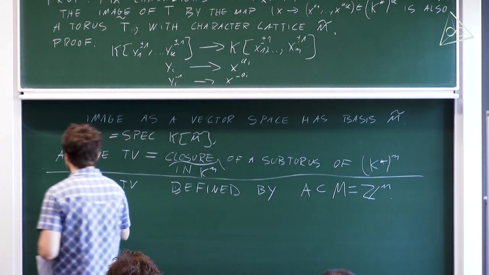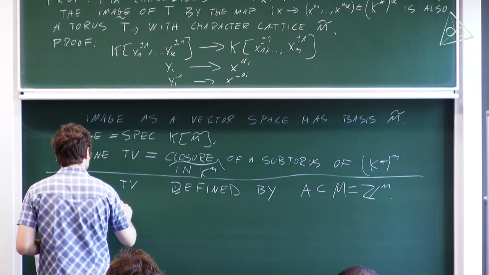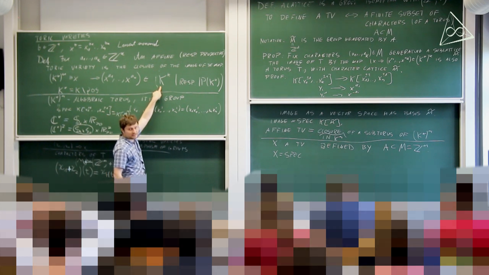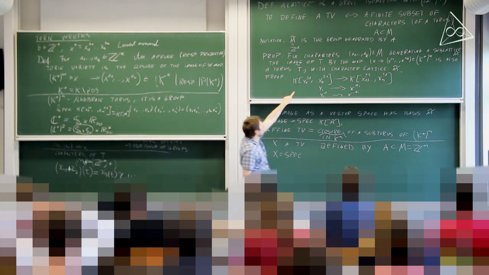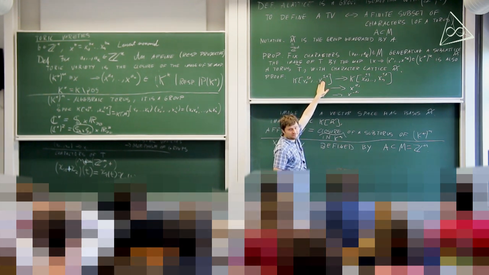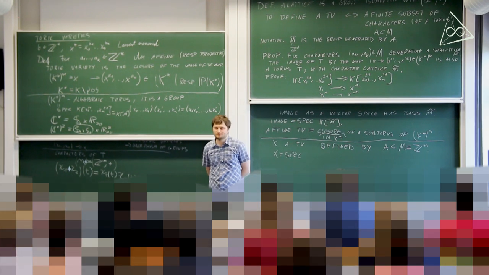So I would like to say that X is the spectrum of some algebra. And what kind of algebra? So now, remember, I look at the image of this map, or the closure of the image, but now in the polynomial ring. So now, I do not have inverses, because I look in the affine space. I take the same map, but I don't have the inverses. What do I get as the image?